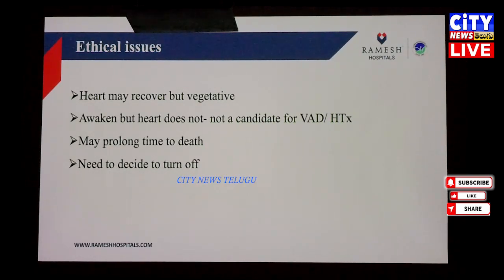What are you expecting? Are you expecting improvement? And what if improvement does not happen? What are you going to do? You just can't keep the patient on ECMO for weeks together. So an exit plan helps you to cover these ethical issues.